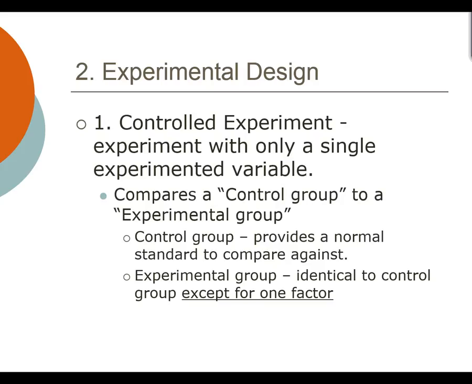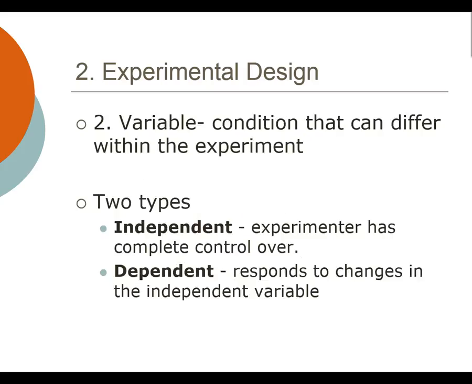Okay, now with that in mind, we want to make sure that we know what a variable is. First of all, you have to know that a variable is a condition that can differ within an experiment. In a controlled experiment, we want to try to control as many variables as possible. So when we do this, we have to keep as many things the same as we possibly can. We have two different types of variables that we test. The one that we are in complete control of is called the independent variable. The experimenter has complete control over that one. You're literally changing it.